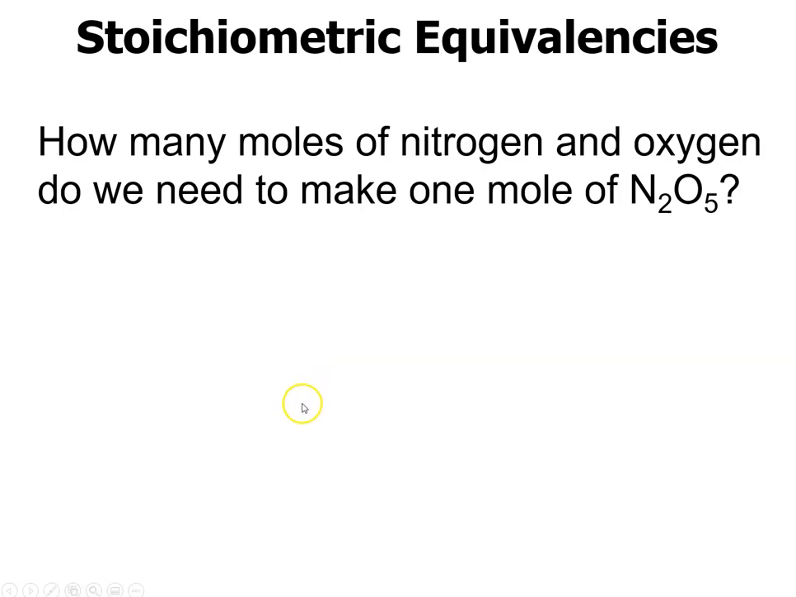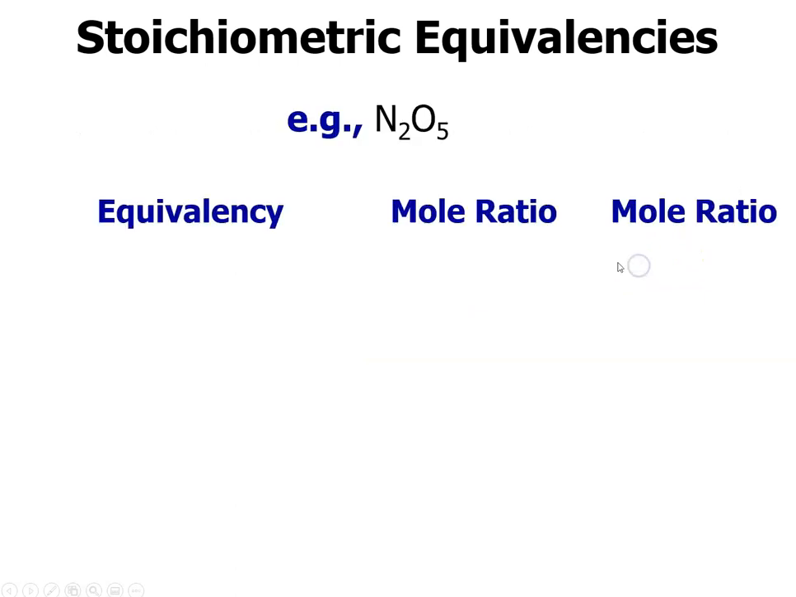So how many moles of nitrogen and oxygen do we need to make 1 mole of N2O5? So let's start with this thing. So we look at equivalency. When we were talking earlier in the semester about looking at these and doing accounting for the different elements. So this is a pretty simple one, right?